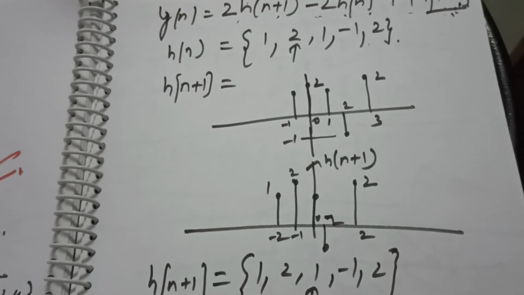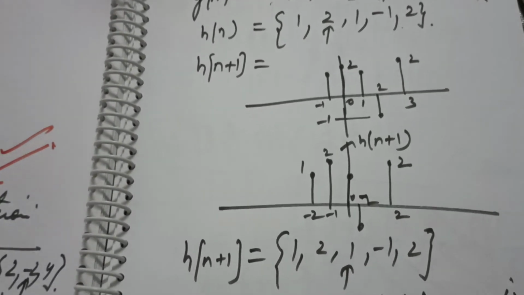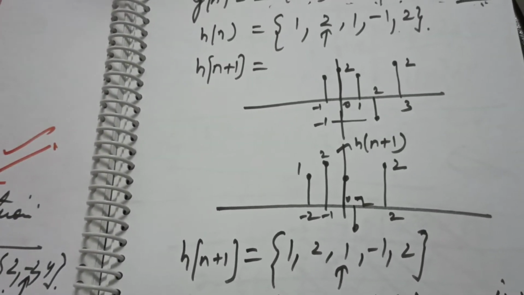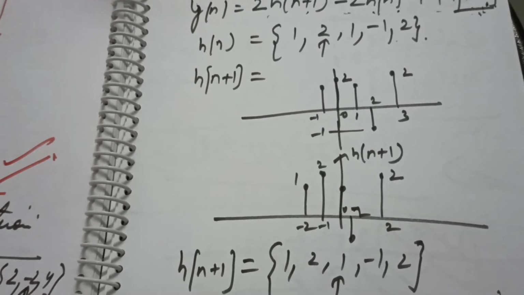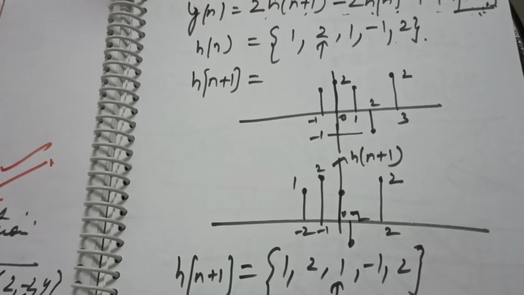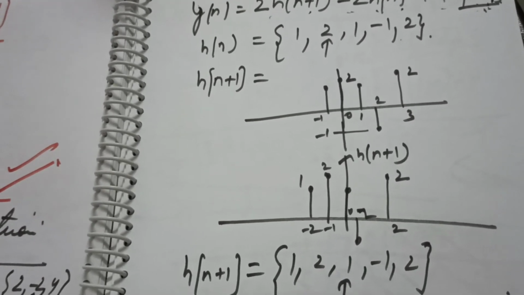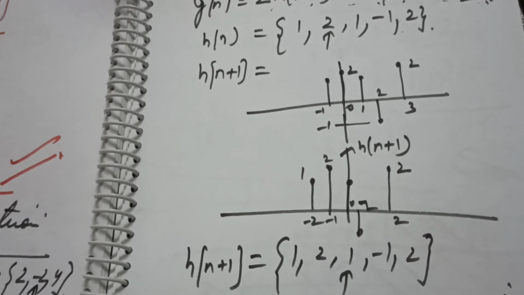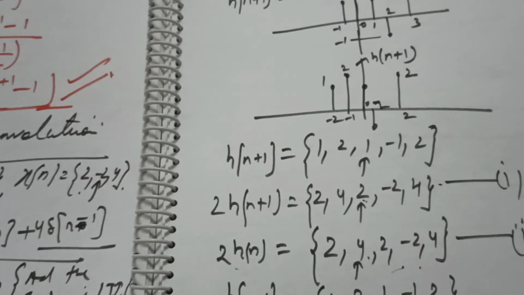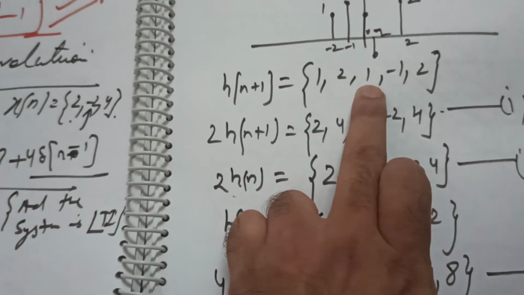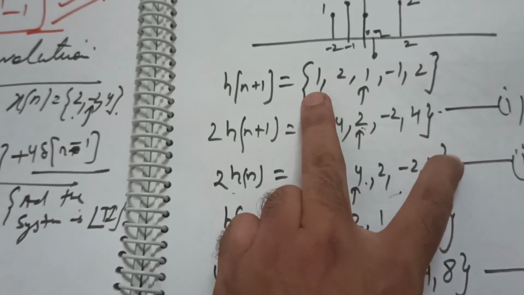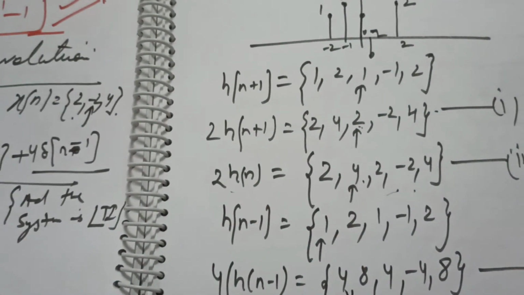And h of n plus 1 we can simply plot. This is h of n. Now we have to get h of n plus 1. This is very easy. We have to make the signal move towards left. Then we can get 2 h of n plus 1, that is, amplitude gets multiplied by 2. You can see here 1 2 1 minus 1 2 becomes 2 4 2 minus 2 4.